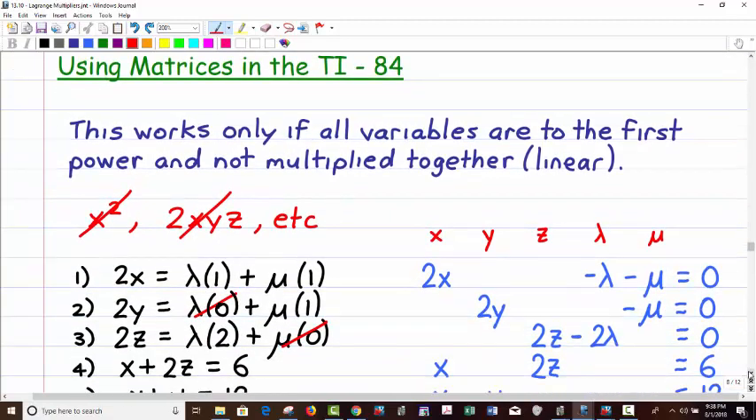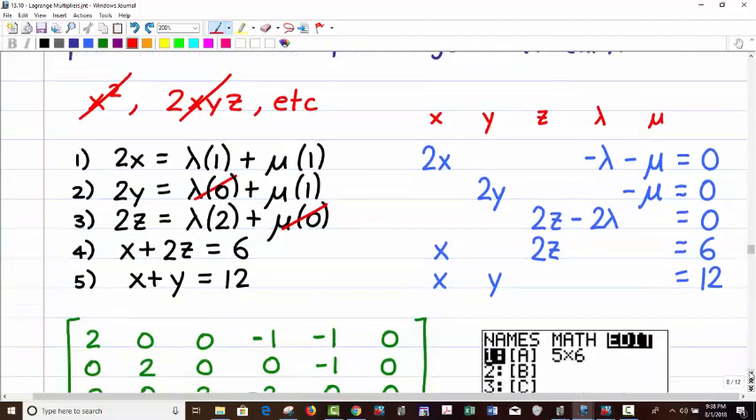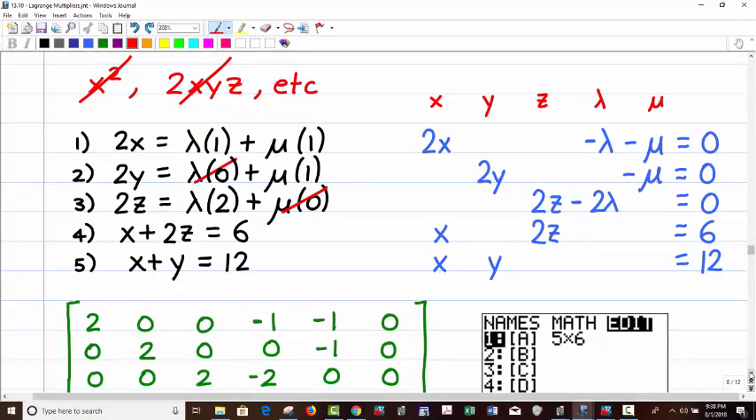Yeah, so every matrix problem, you can't do matrices every time. If you had something with nonlinear components, that would not work. But these were all linear, no squares or cubes or anything. So I set this up. So now we had 5 equations with 5 variables.